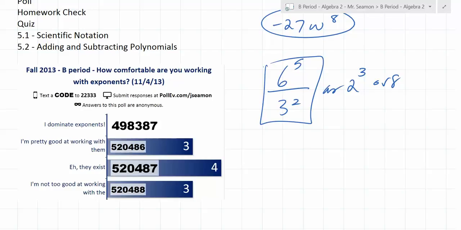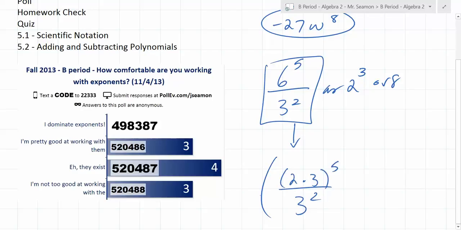They just divided 6 by 3 and subtracted 2 from 5. Are you allowed to do that? No, you have to have the same base. You can create the same base. You can transmute this a little bit by keeping the same value. What's a way you can rewrite 6 so that it contains a 3? 3 times 2. So you have 2 times 3 to the 5th over 3 squared.